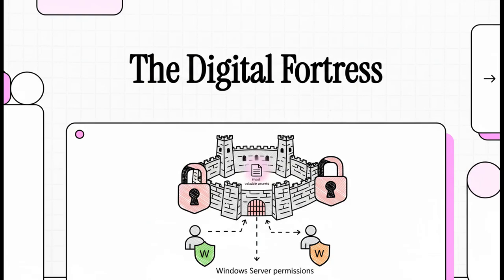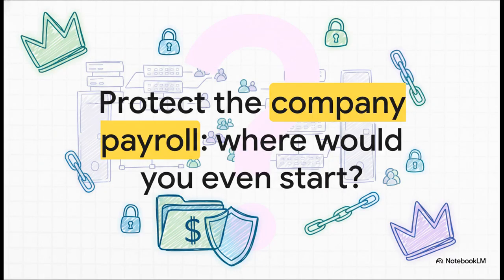Welcome to The Explainer. Today, we are building a digital fortress. Seriously, we're going to architect a system right from the ground up to protect a company's most valuable secrets using this really cool concept called the double lock architecture. Okay, let's just dive right into this.